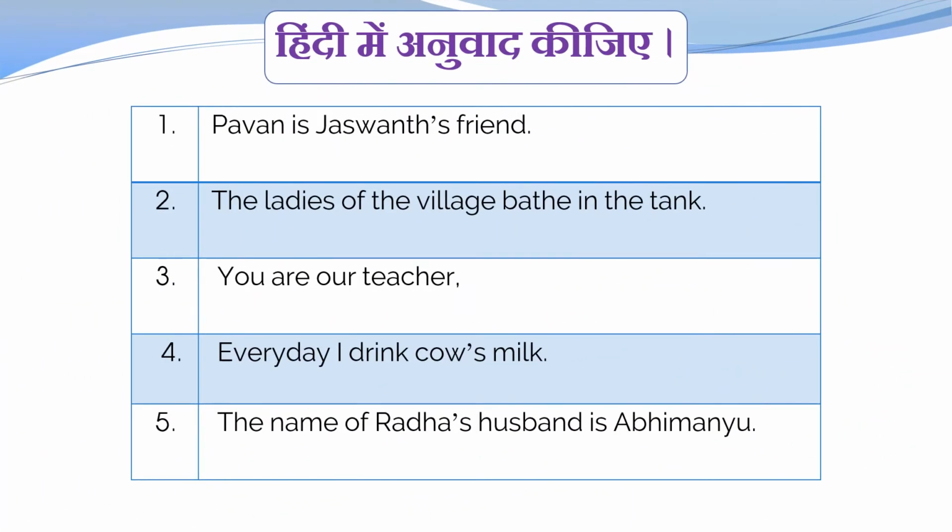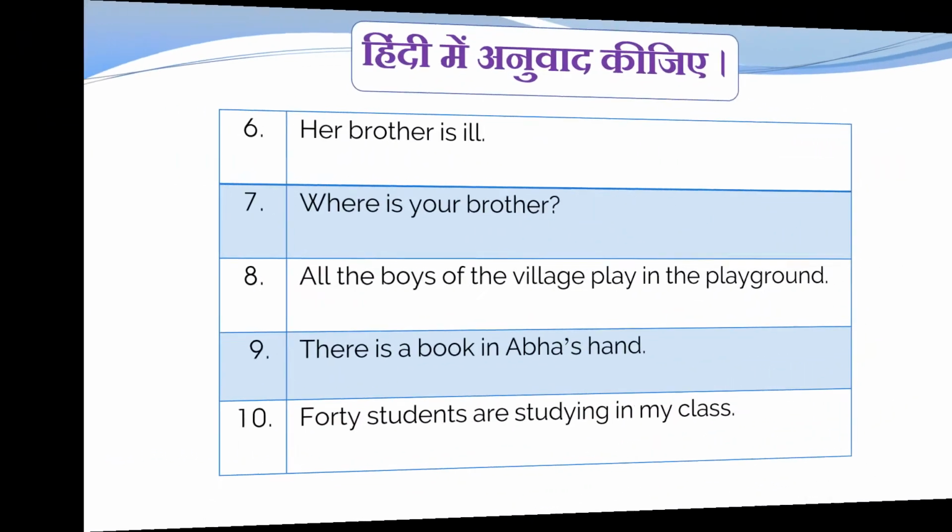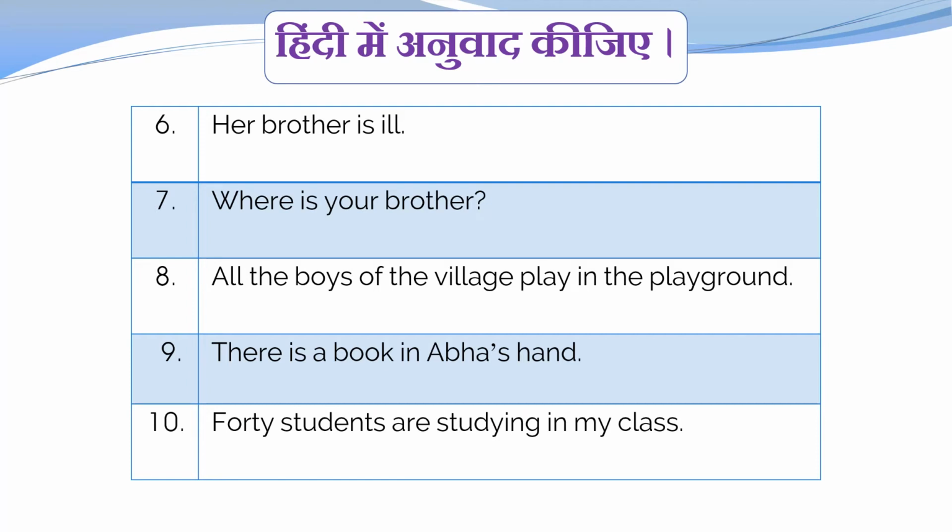Hindi mein anuvad kijiye. So, let's learn some few more sentences by translating from English to Hindi. First one, Pavan is Jaswanth's friend. Second, the ladies of the village bathe in the tank. Third, you are our teacher. Fourth, I drink cow's milk every day. Fifth one, the name of Radha's husband is Abhimanyu.